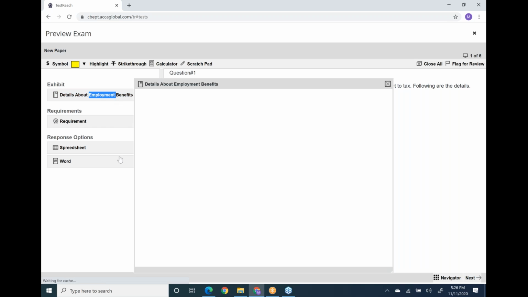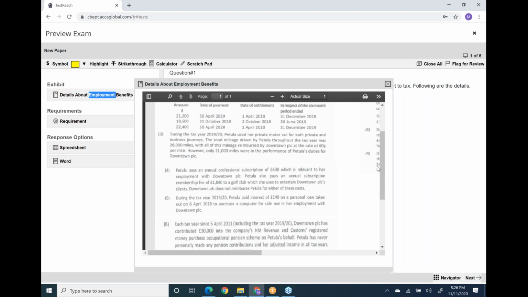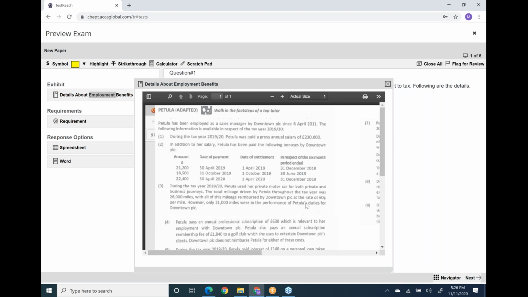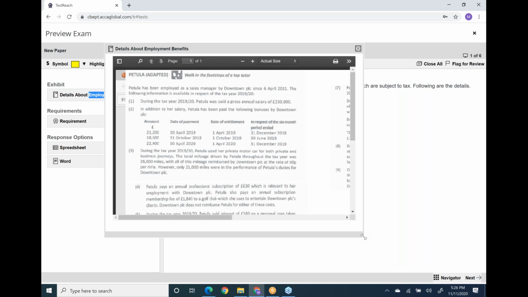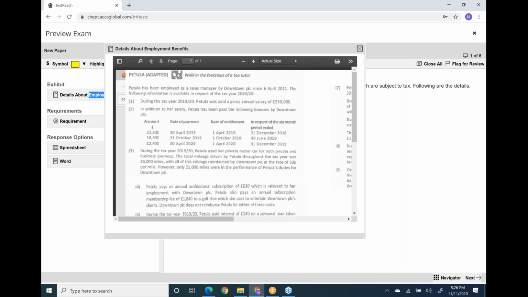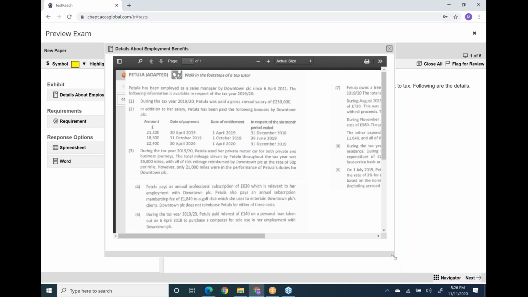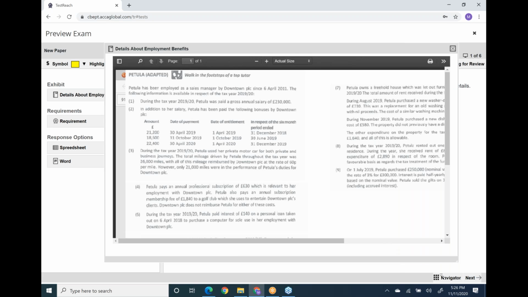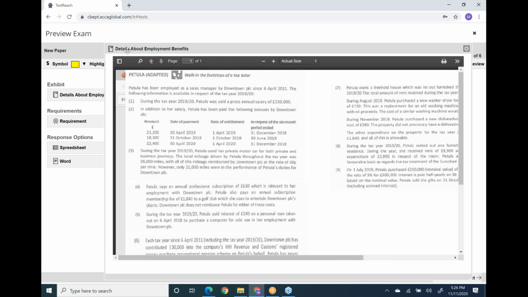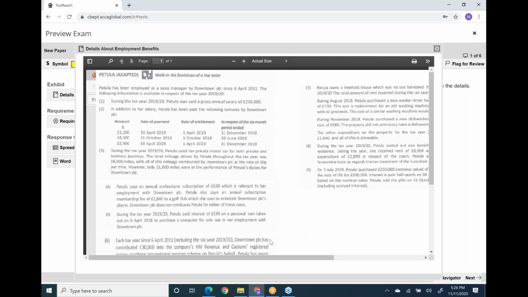Now we are going to click the details of that employment income. First of all, what's the theme of this question? This question contains some part of employment income, some part of property income, a little bit of pensions, and a little bit of interest income gilts. So if you know basic knowledge of these topics, you can easily do it.